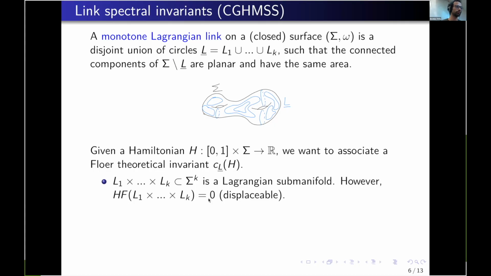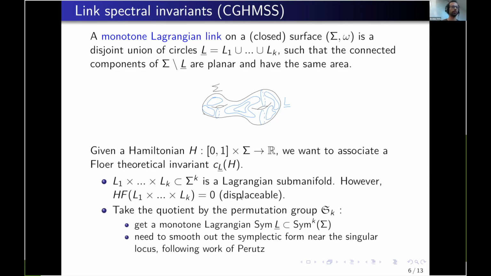So what CGHMSS do is that they take the quotient by the permutation group, and they obtain a monotone Lagrangian sim L inside the symmetric product of the surface, sim K of sigma. Well, as it is, the symplectic form sigma to the K descends to a form on sim K, but it is not smooth. And so one needs to smooth it out near the singular locus, away from sim L. And this can be done following work of Perutz. And yeah, the monotonicity here is a consequence of the area conditions we have on the link.